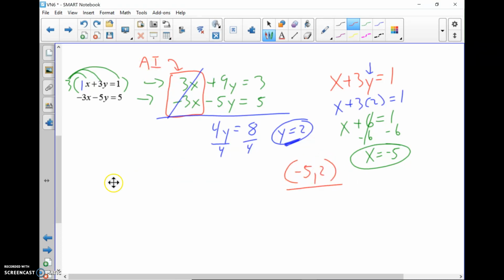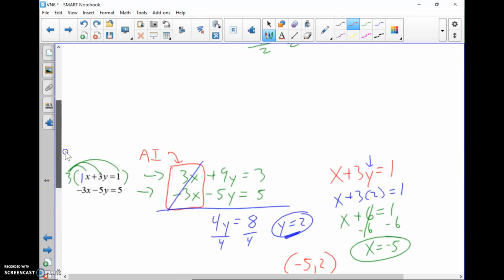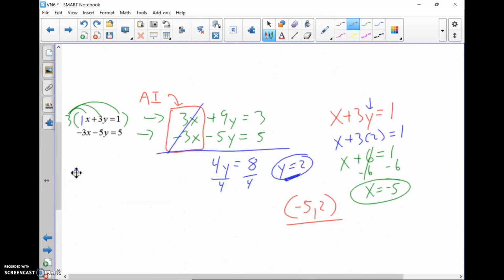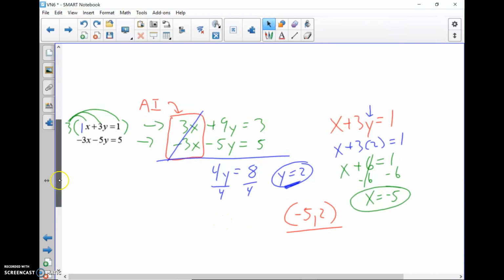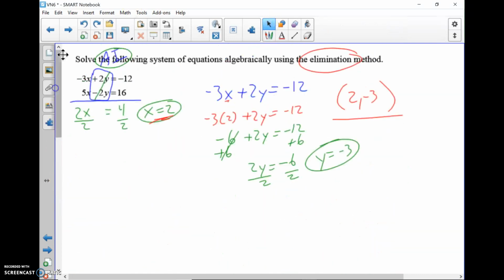Now we could check these, just like we did in the substitution method. Once you have these answers, you could plug them in for x and y into both equations and see if it works. But I'm pretty confident in our answers here, so I think we're good.